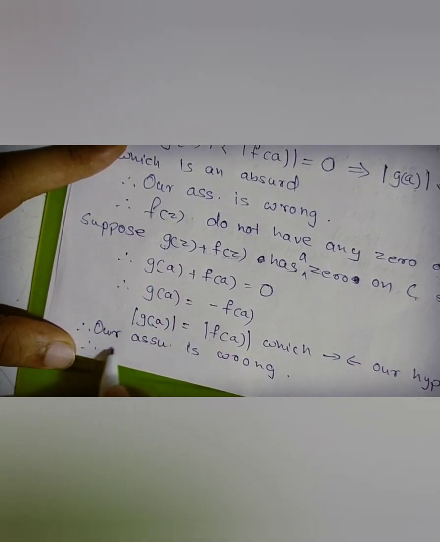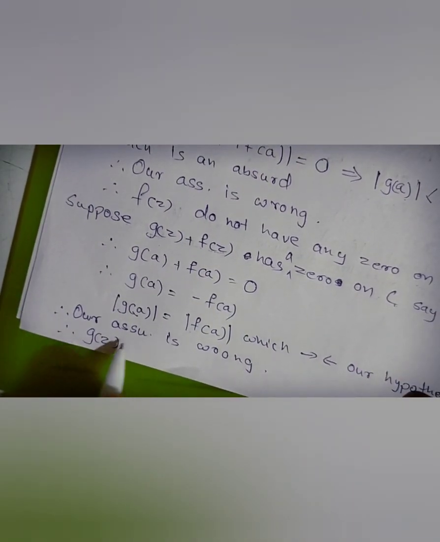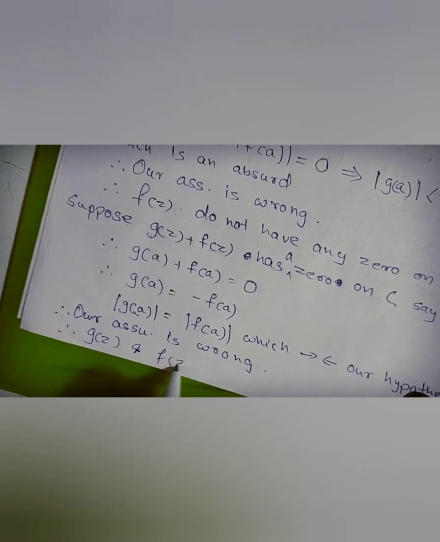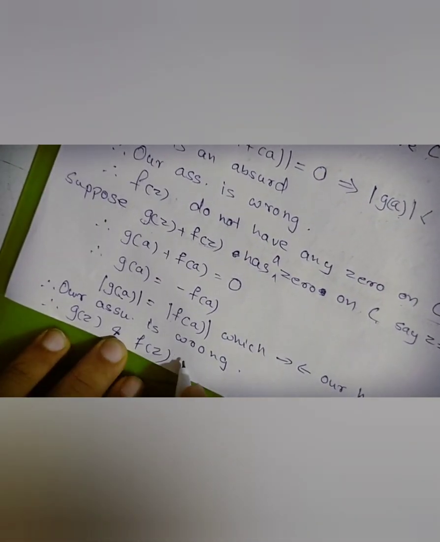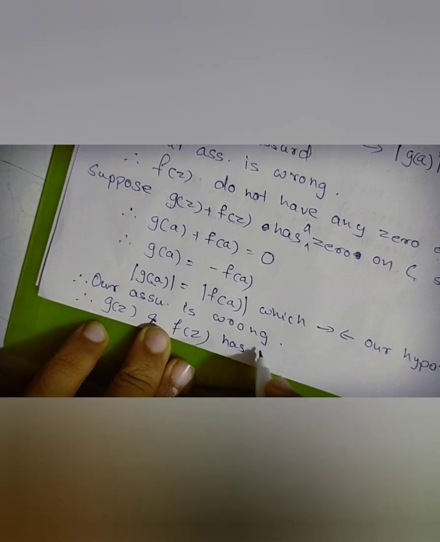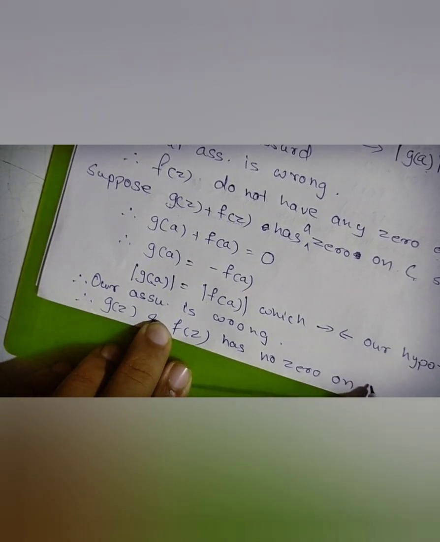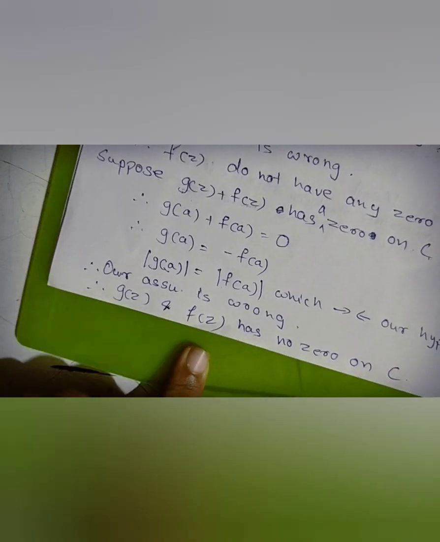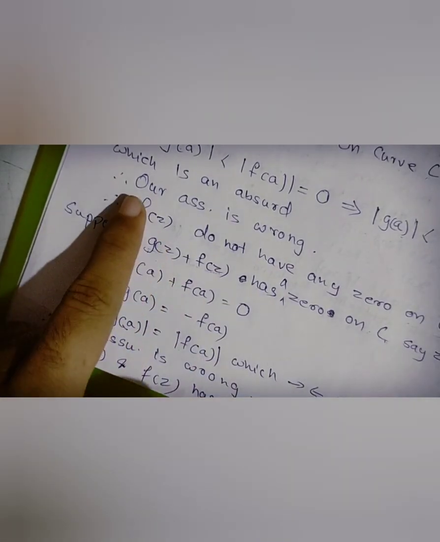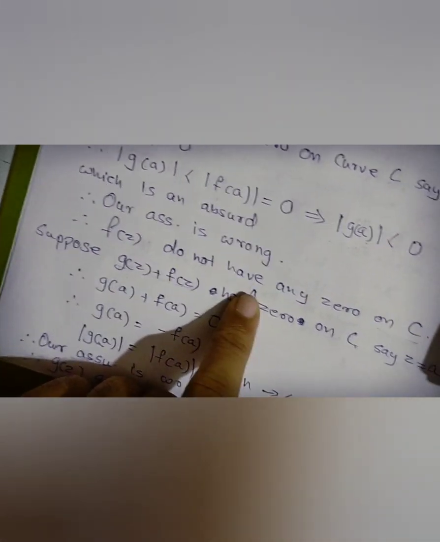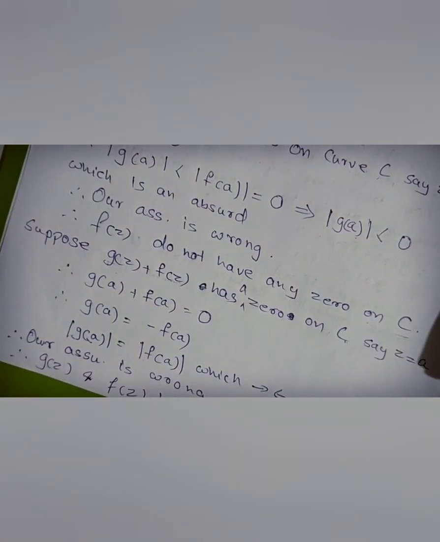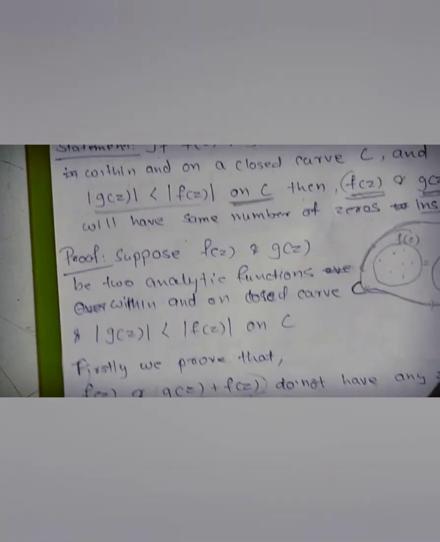So this means that g of z plus f of z has no zeros on C. That's what we have proved, that this function does not have any 0 on C, and also we have proved that the function f of z does not have any 0 on C. So that was the basic prerequisite that we needed to prove in order to start with this particular theorem.